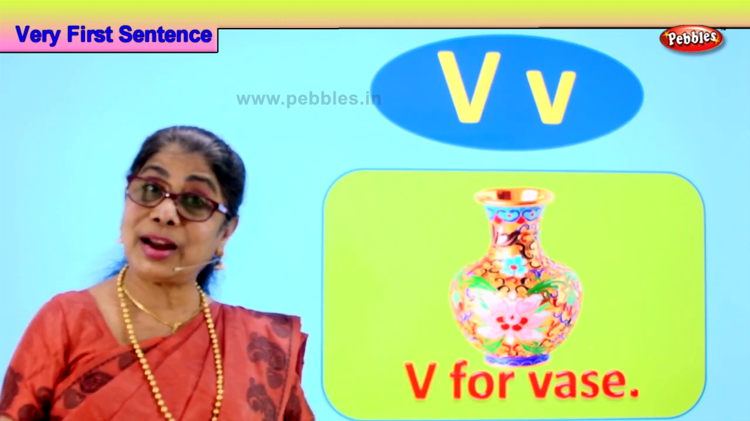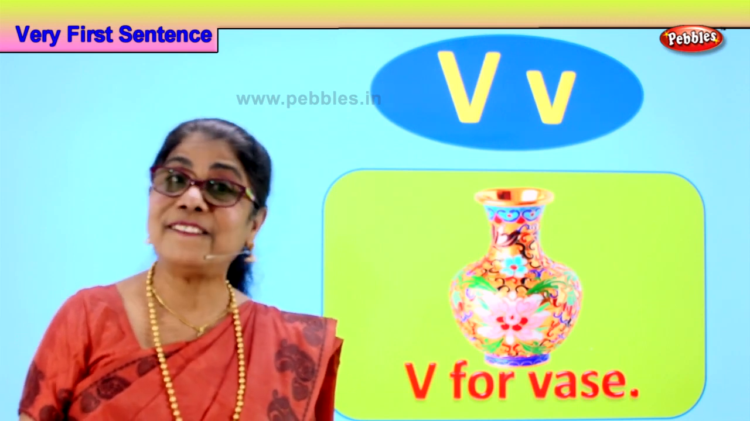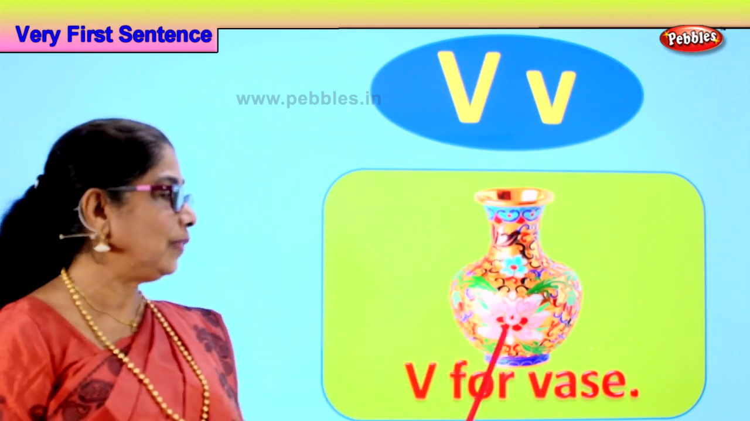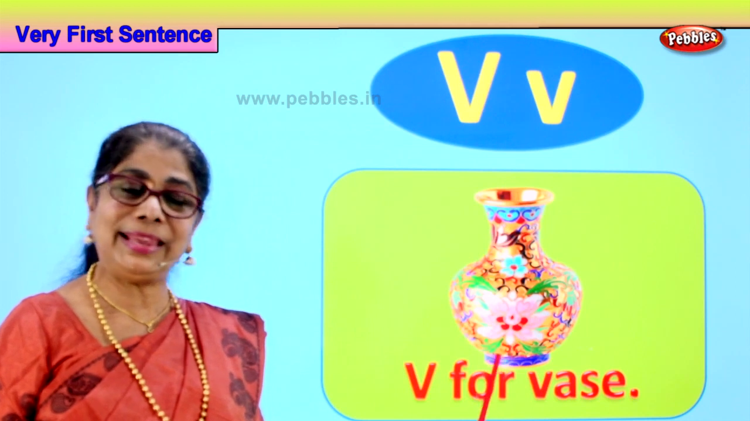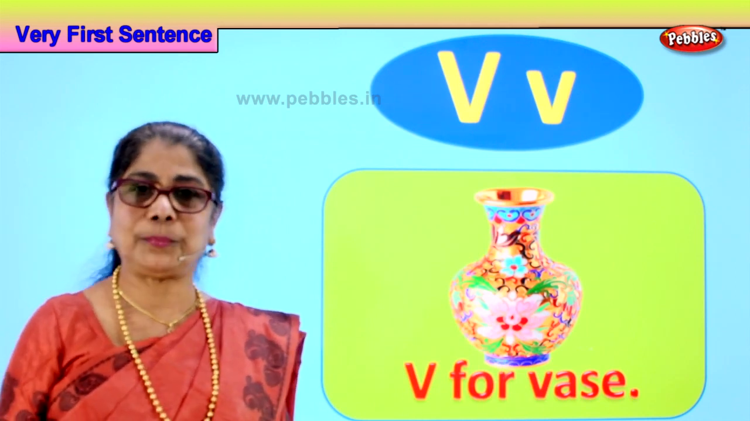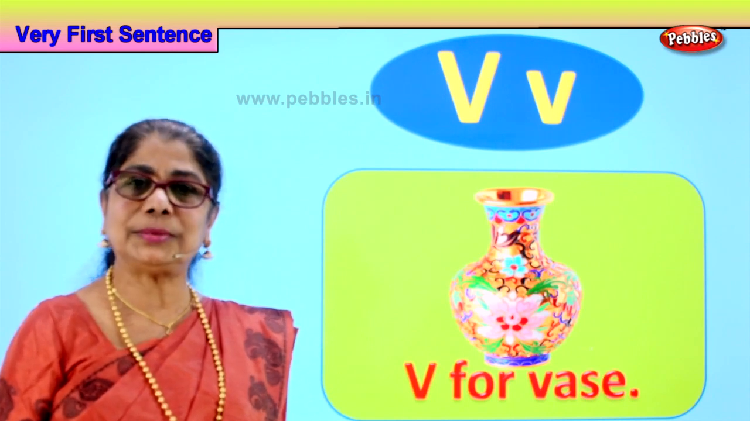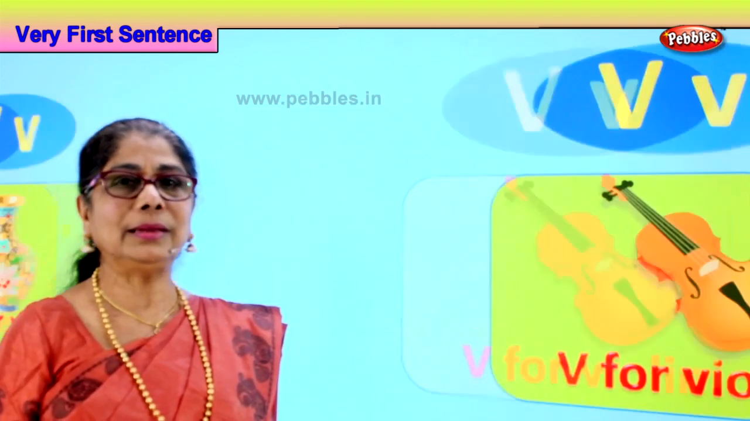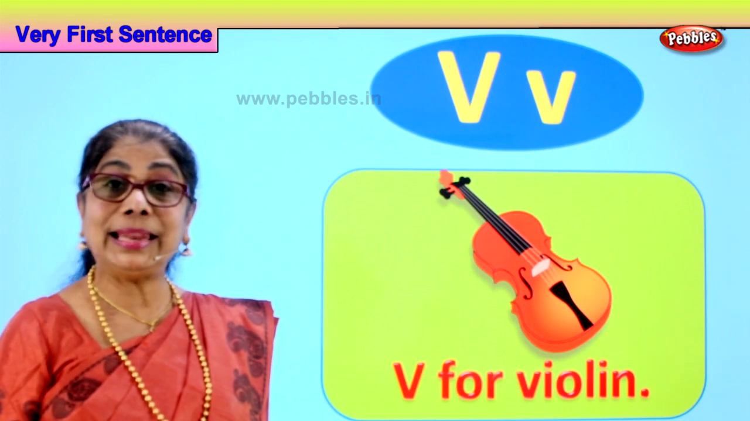You already learned to write. And the sound of V is V. Beautiful flowers. Read. V for vase. Good. Let's take our next picture and read the word with a letter V.